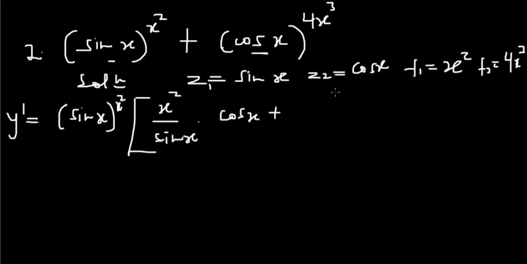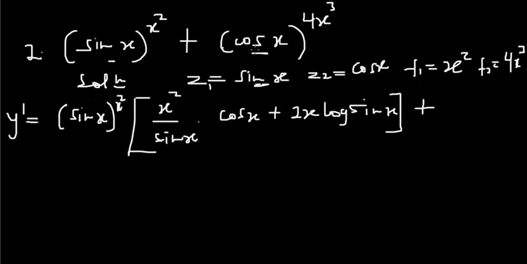So we have f prime. f is x squared, so we have 2x, and then log of z, where z is sine of x. So we are done with this first expression. So let's find the second one.